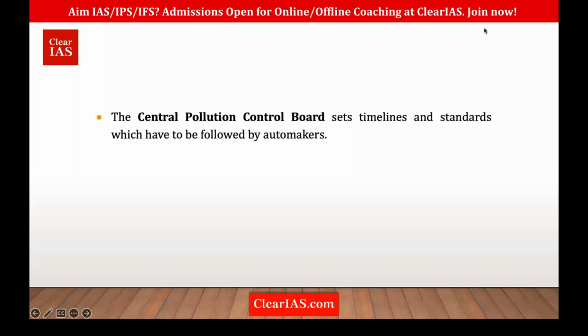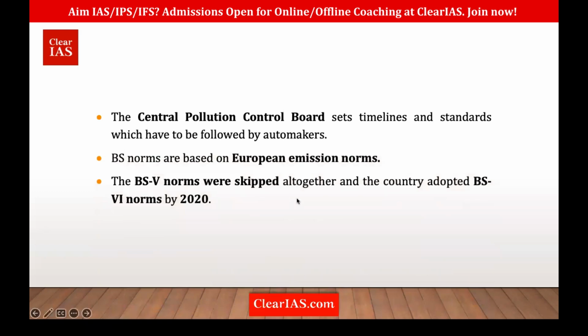Okay, so remember, we were speaking about the CPCB and the Bharat Stage norms. The Central Pollution Control Board sets timelines and standards for the Bharat Stage norms, and it is based on European emission standards. BS5 norms were skipped. Another interesting thing is we were following the BS4 norms, and the pollution still was not declining. So what did the government do? They skipped the BS5 norms and said that by 2020 we would adopt BS6 norms.